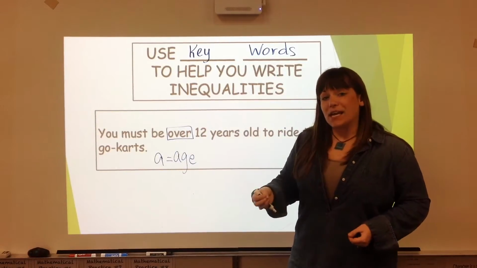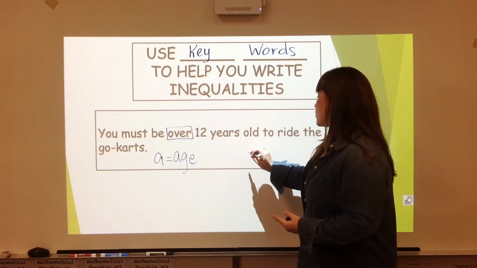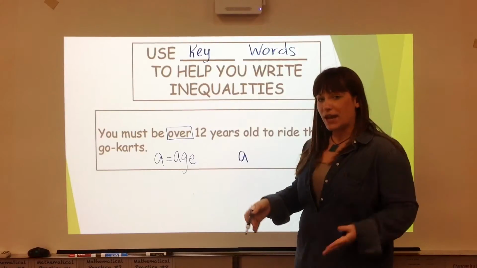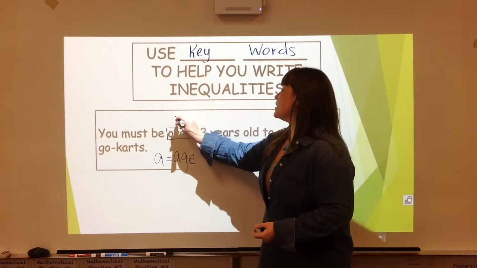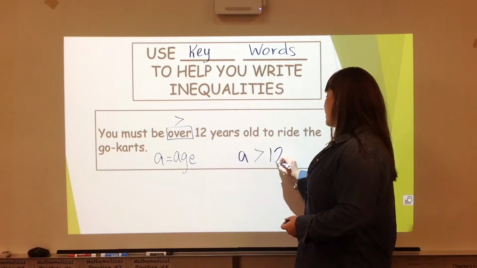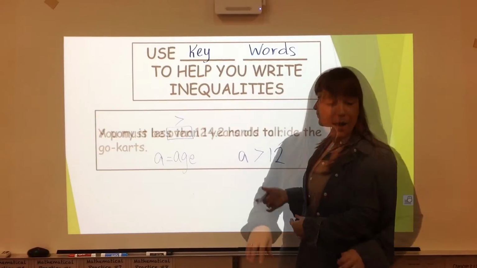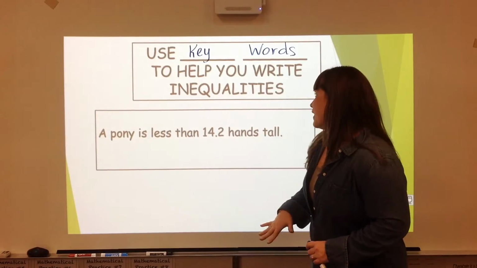Now I can put the A and the inequality symbol and the 12 together to make an inequality. So I'm going to start with my unknown, A. Over means greater than, so that's the symbol I'm going to use, and then it has to be greater than 12. So that's the other side of my inequality. I'm going to do 3 more with you before you try some on your own.